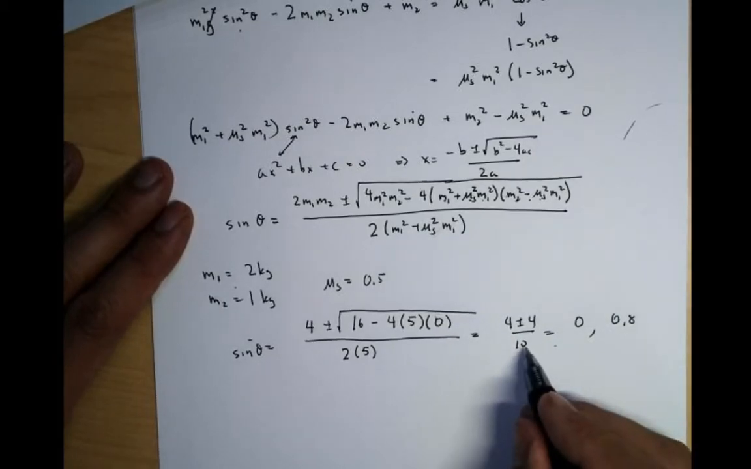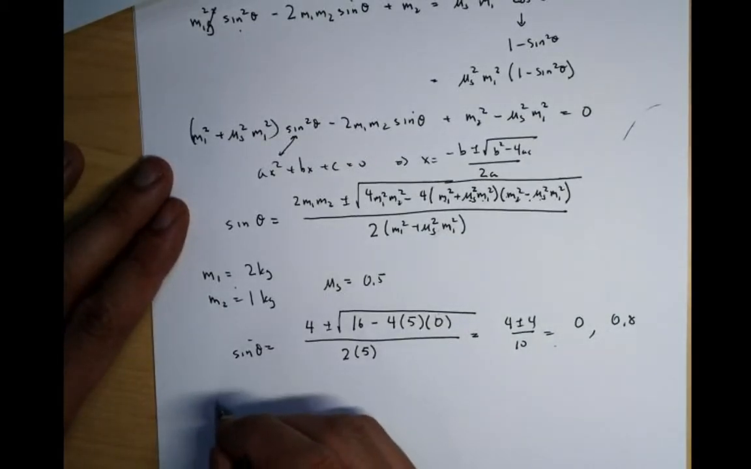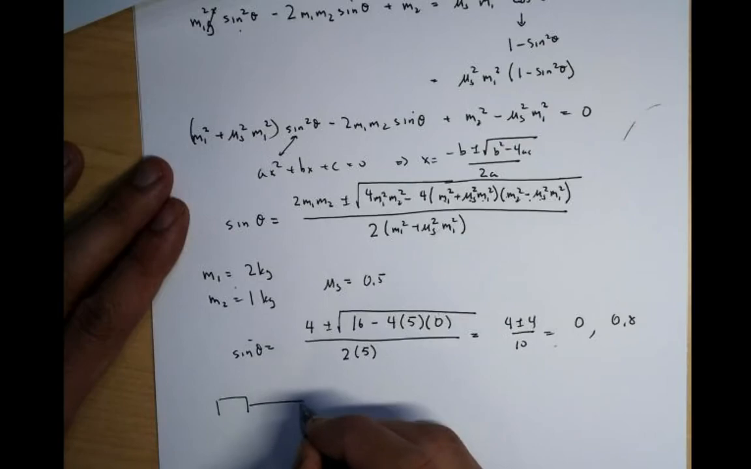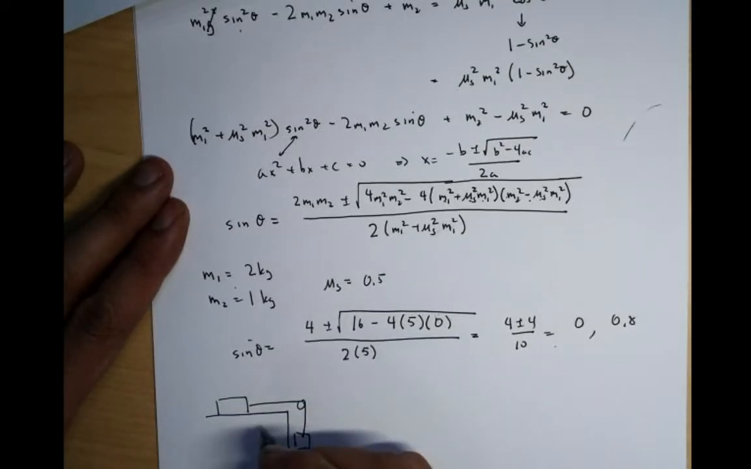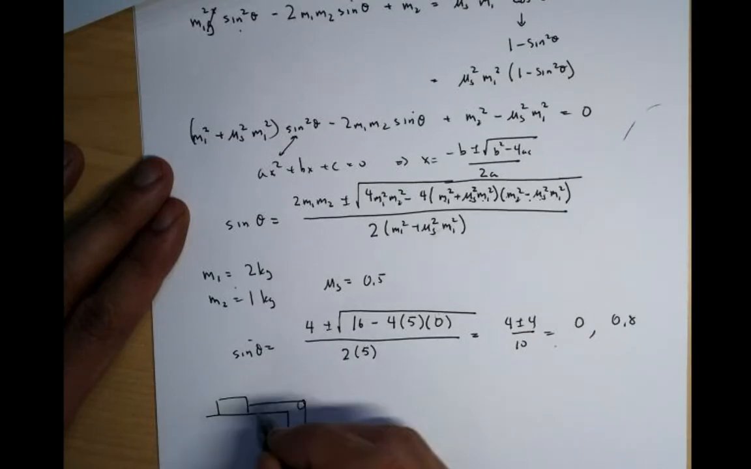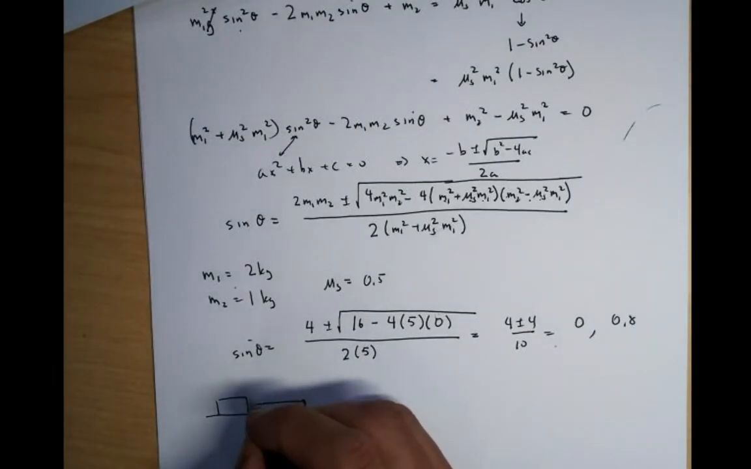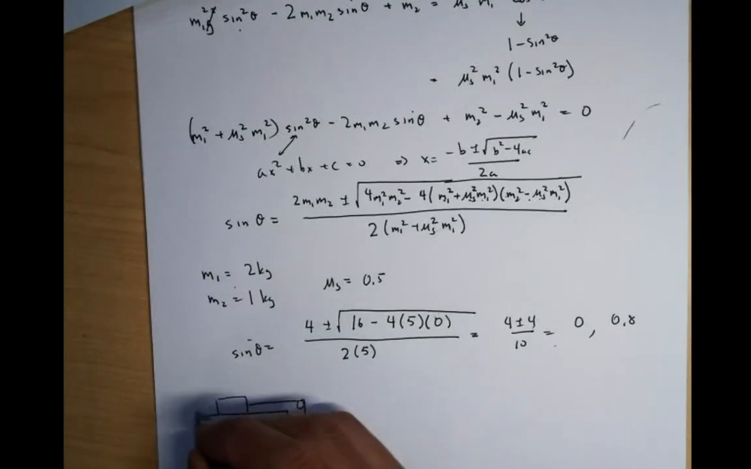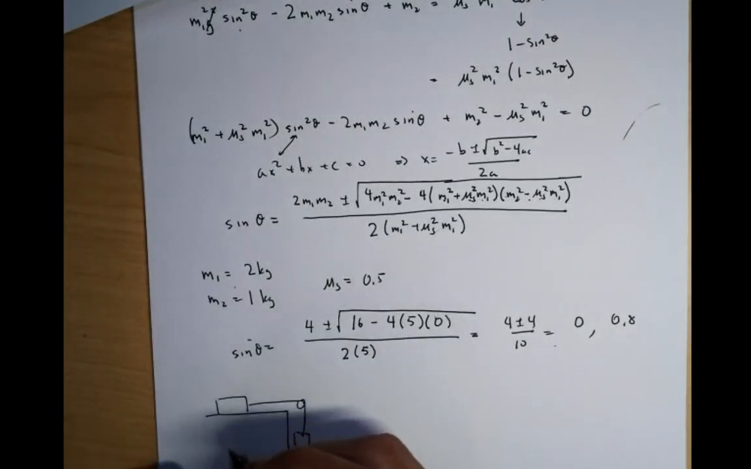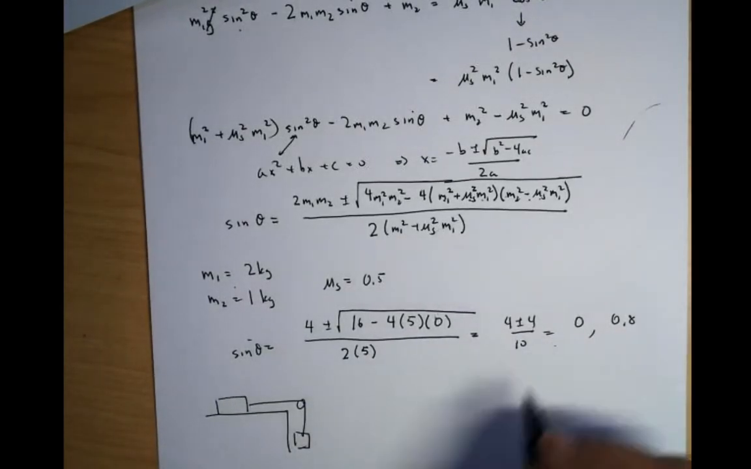So there are two possibilities. The first possibility is that the angle is 0. And so at that moment, it's going to want to start to slide. It just matches the force of friction in that case. So that's what that means.